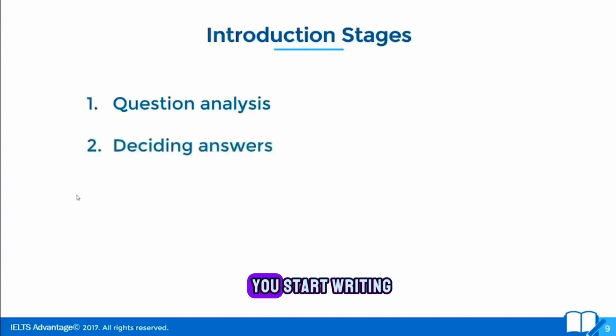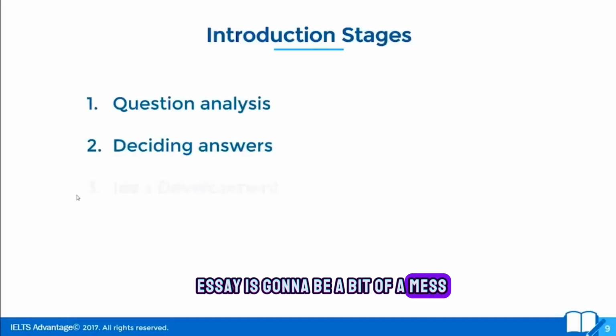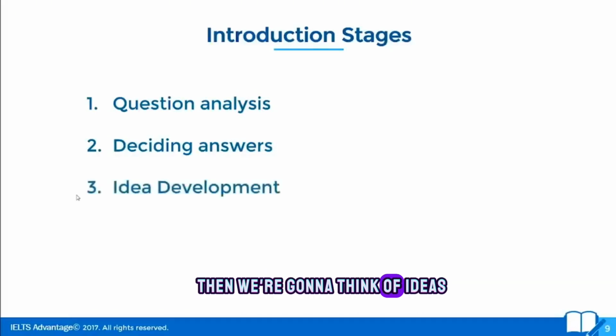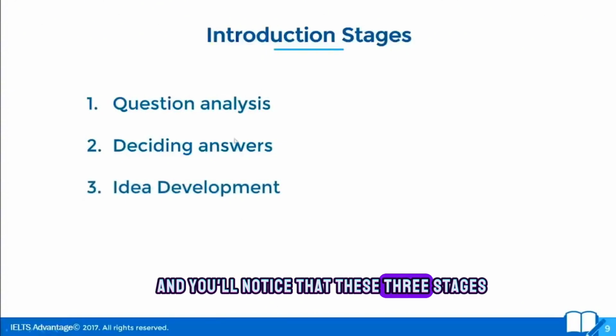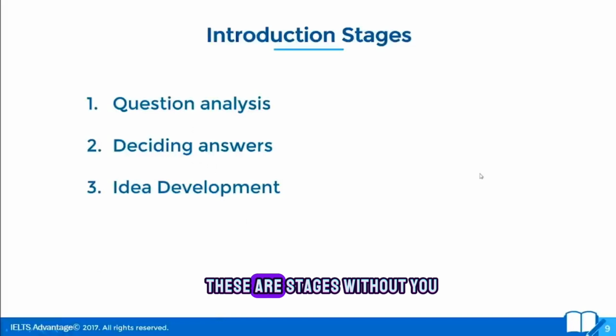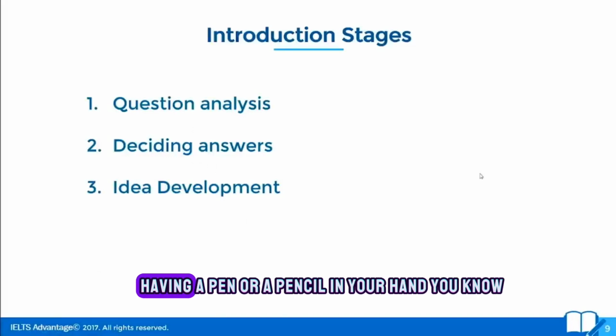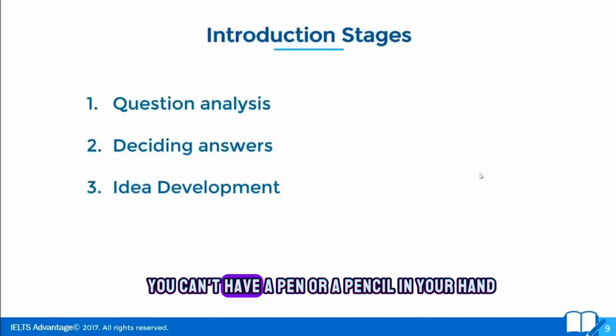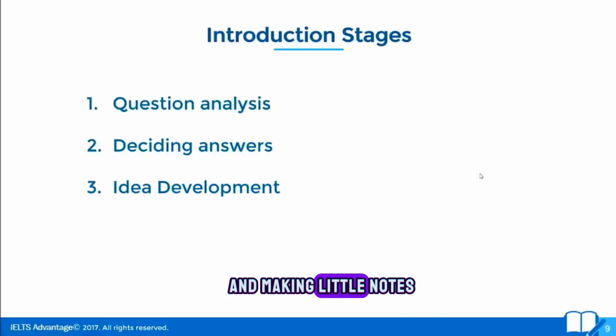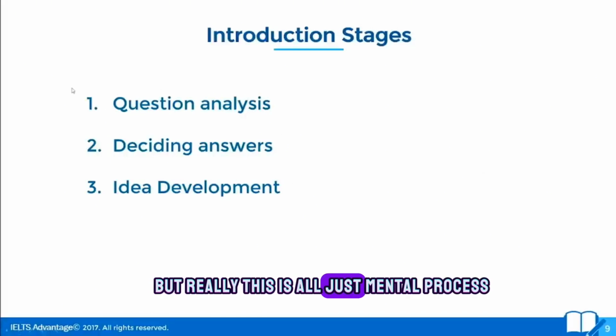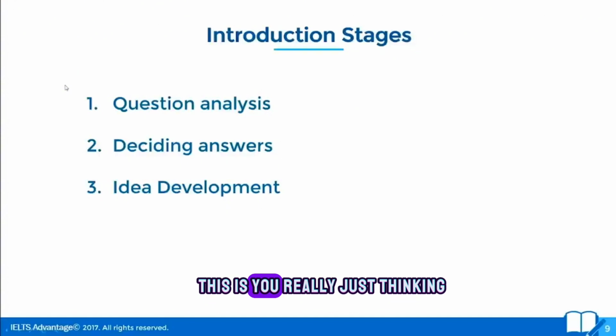So before you start writing, you need to really have it clear in your mind what you are doing. Because if you don't, your essay is going to be a bit of a mess. Then we're going to think of ideas. So we're going to develop our ideas. And you'll notice that these three stages are stages without you having a pen or a pencil in your hand. You can have a pen or a pencil in your hand and be making little notes, but really this is all just a mental process. This is you really just thinking.